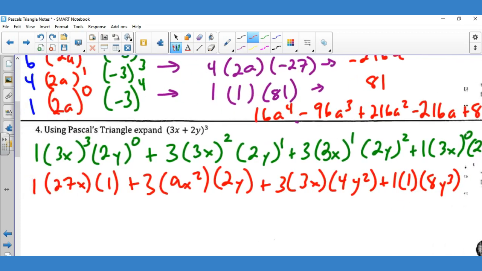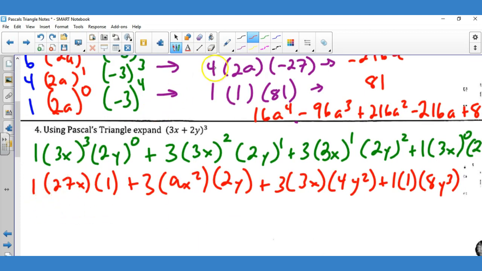Alright. Now we simplify. Right here, 1 times 27x times 1 is going to be 27x. Oh, you know what I didn't do? See that cube right there? I forgot to cube that, guys. Sorry, I'm just not catching that. All right, right here, we have 3 times 9. That's 27. And 27 times 2 is going to be 54. X squared. Now don't forget this y right here. X squared y.